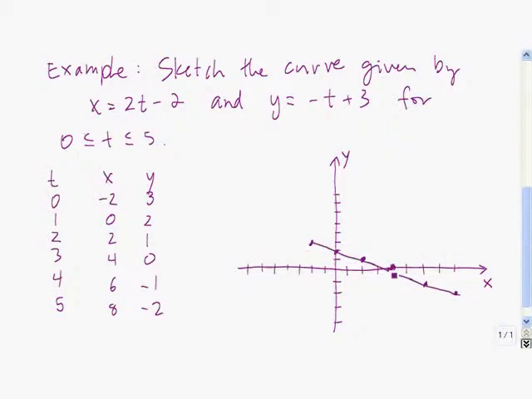I didn't draw things to scale here, so it looks like it doesn't pass through that point, but it actually does. The last thing we have to do is put arrows on it. We see that for the smallest value of t, we're at the point (-2, 3), which is here. Then as t grows, we get these remaining points. So the direction of the curve is this direction. Okay, so that takes care of it.